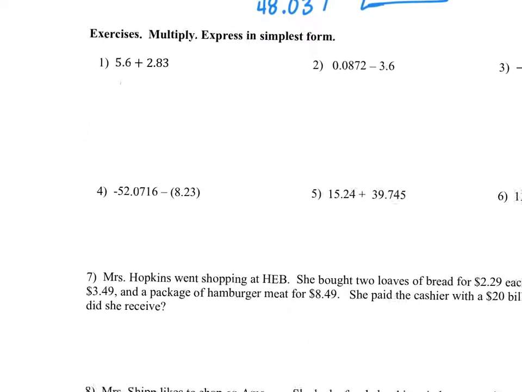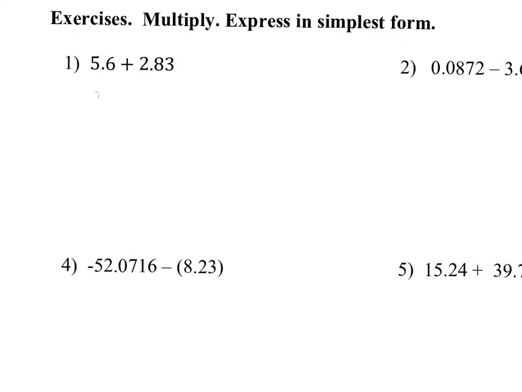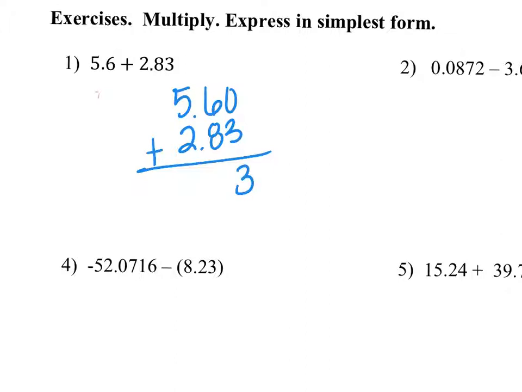Number 1 is just addition. There's no negative signs. So it's 5.6 plus 2.83. We're going to line that dot up. We're going to fill in the zeros where we need to. 0 plus 3 is 3. 6 plus 8 is 14. Carry your 1. 6, 7, 8. And I don't think I've said this out loud, but we just carry that decimal straight down in addition or subtraction. Just goes straight underneath.